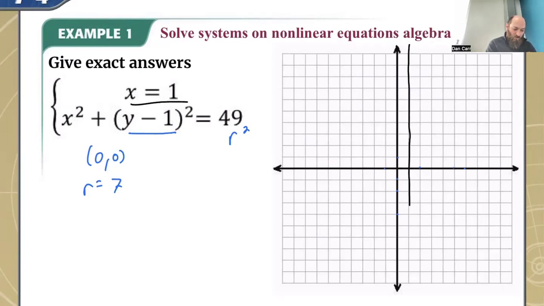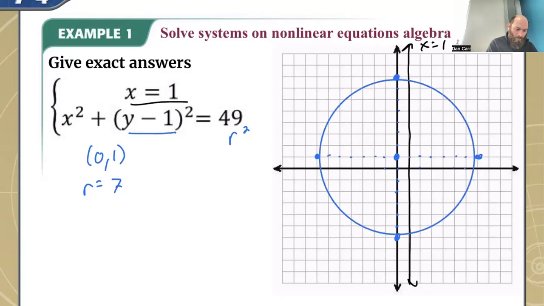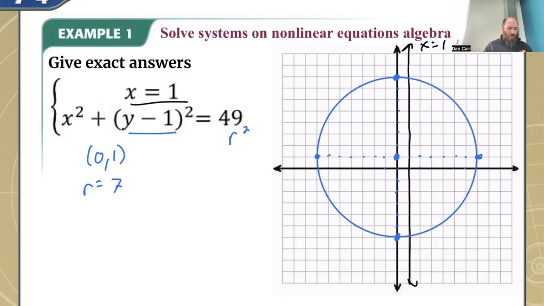So here's x equals 1. Okay, the center is not at 0, 0. I don't know why I wrote that. The center is at 0, 1. So I'm going to go here, and from here I'm going to go 1, 2, 3, 4, 5, 6, 7 up, 7 to the right, 7 down, and 7 to the left. So there we go. Pretty good there.